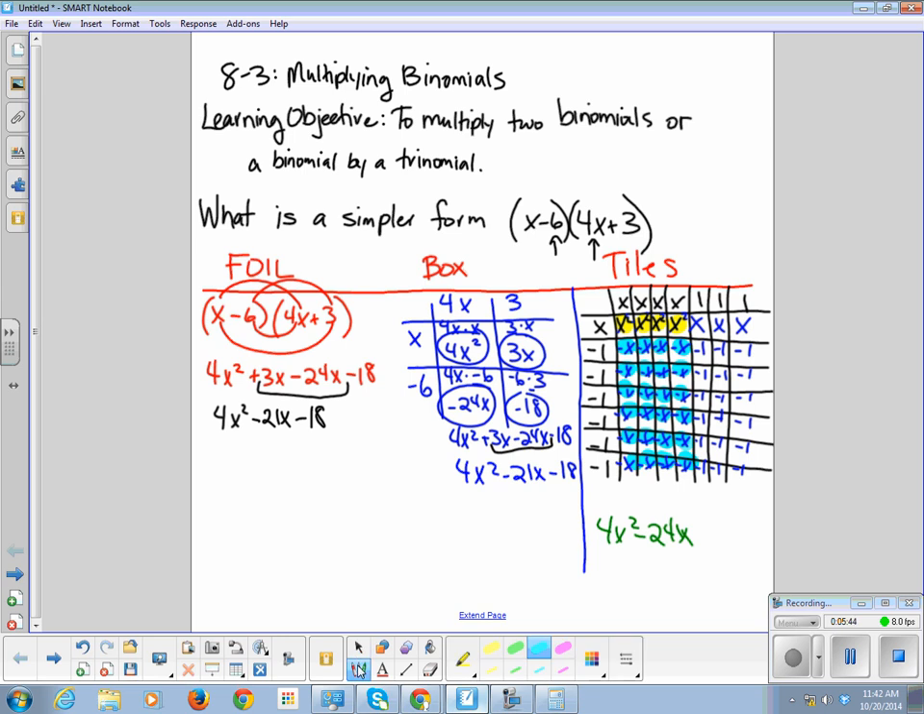Last but not least, I have to do my positive x's. I have 1, 2, 3 positive x's. And then 18 negative ones. So I still have to combine like terms: 4x squared minus 21x minus 18. And that is how you do it.